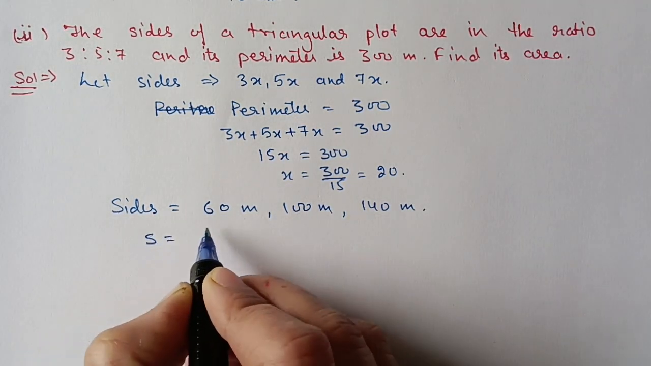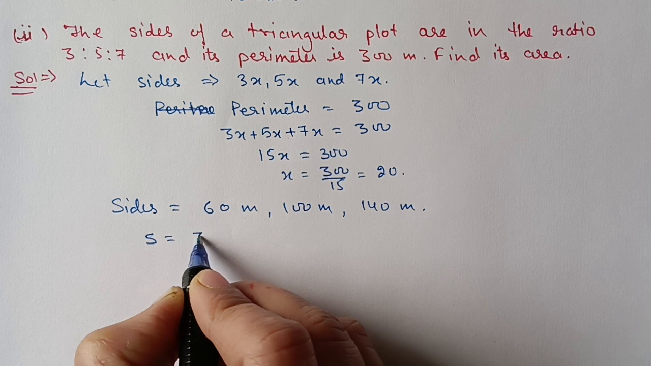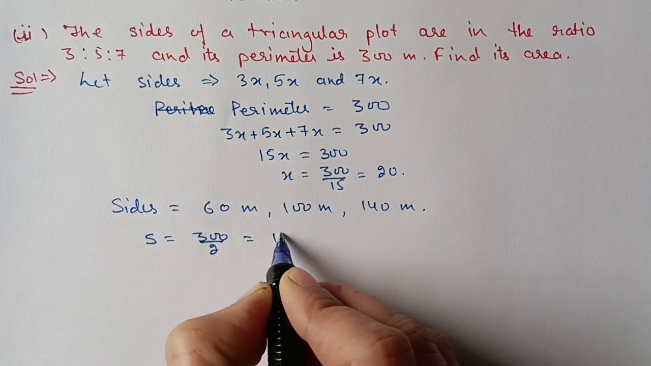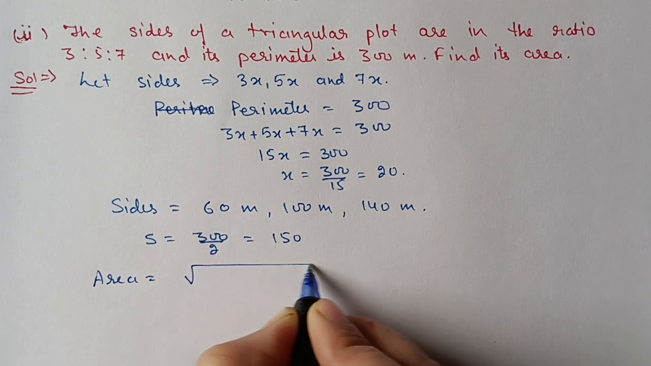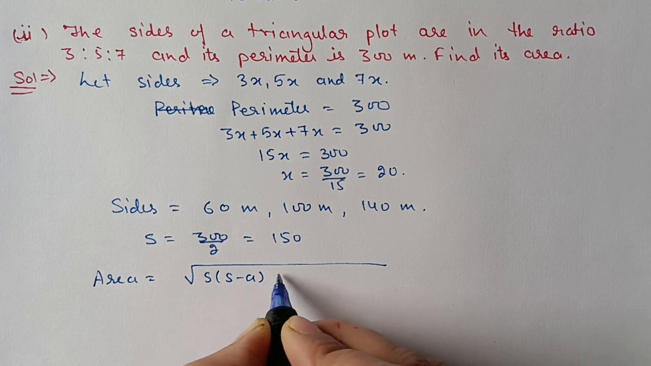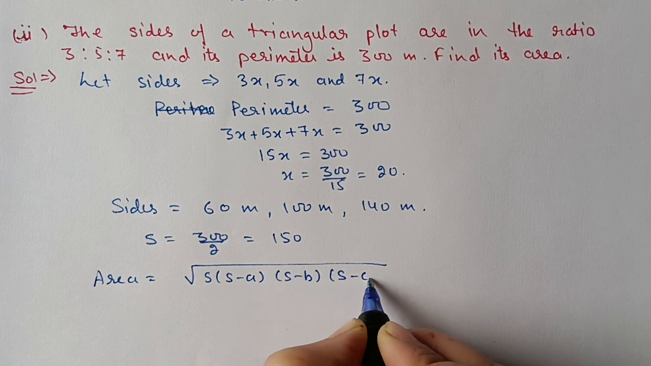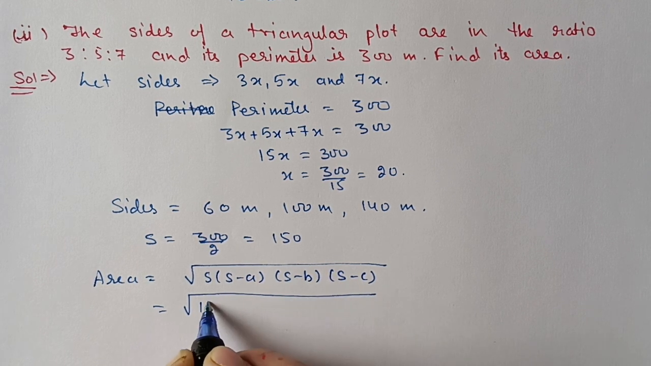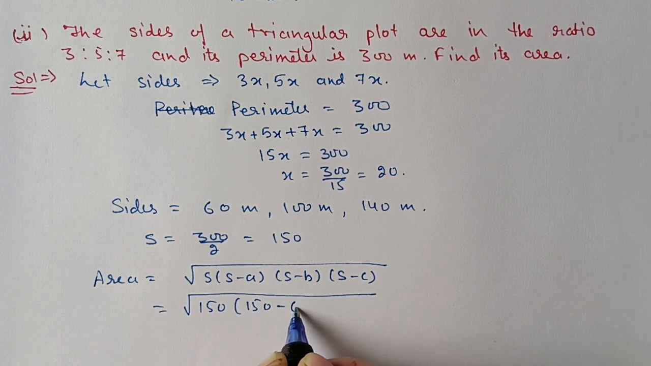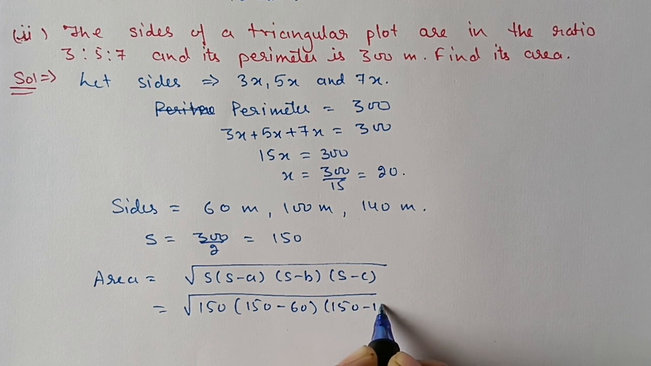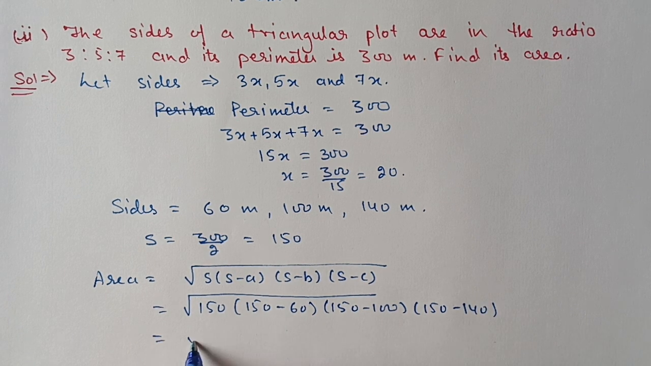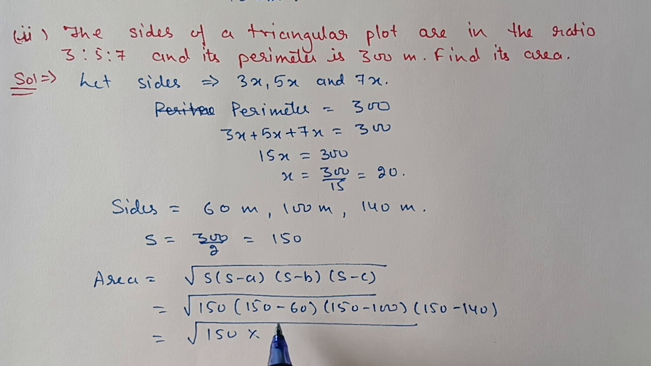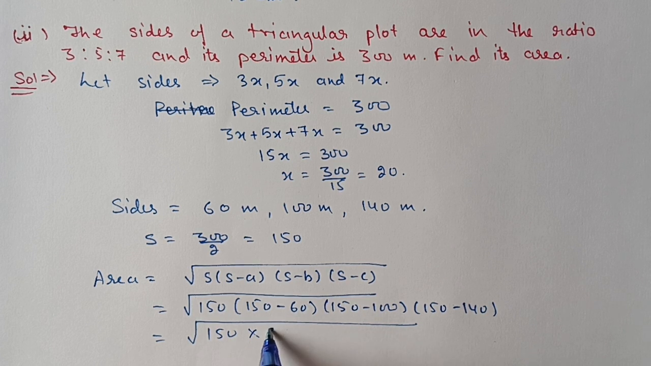Now we'll calculate S. S will be the semi perimeter. The perimeter is 300 divided by 2, so 150 we are getting as S. So area is equal to root of S into S minus A, S minus B and S minus C. Substitute values: 150, 150 minus 60, 150 minus 100 and 150 minus 140. So here we are getting 150 into 90 into 50 and into 10.